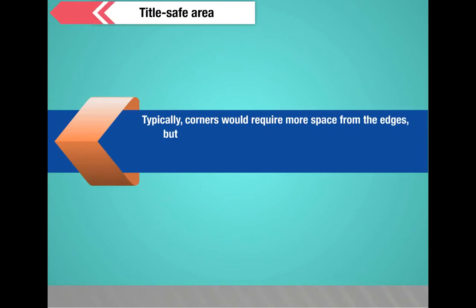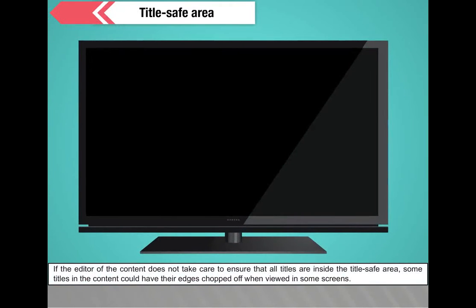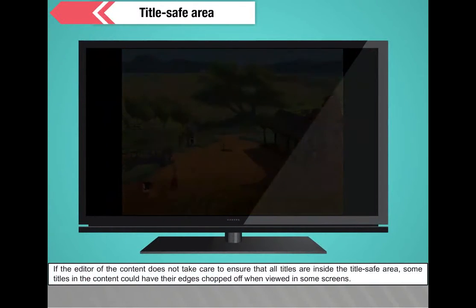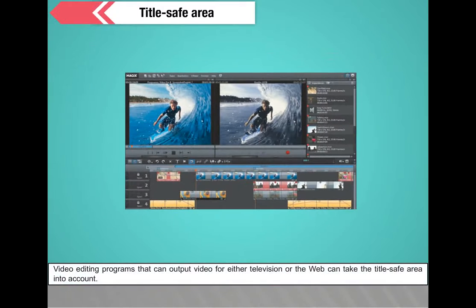Typically, corners would require more space from the edges, but due to increased quality of the average display, this is no longer the concern it used to be, even on CRTs. If the editor of the content does not take care to ensure that all titles are inside the title safe area, some titles in the content could have their edges chopped off when viewed in some screens.